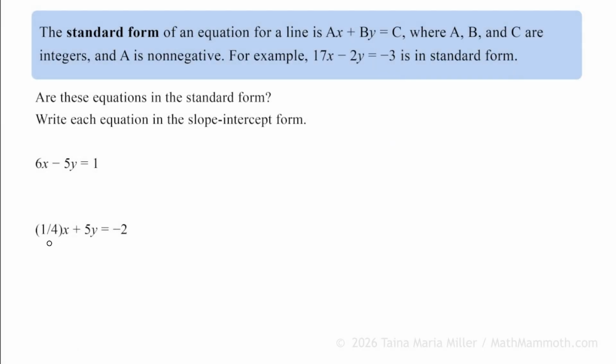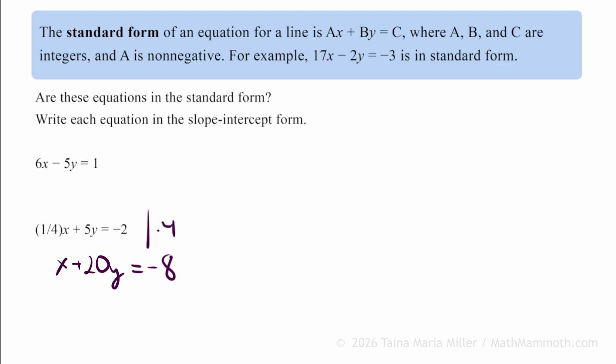Then the other one. This one here was not in standard form, but let me show you how we can make it be in standard form. Because it has this 1/4, and it's an equation, so we can multiply both sides of the equation by 4, and then we will have an integer. So it becomes 1x plus 20y equals minus 8. So that would be this equation in standard form. It's still going to be the same line.